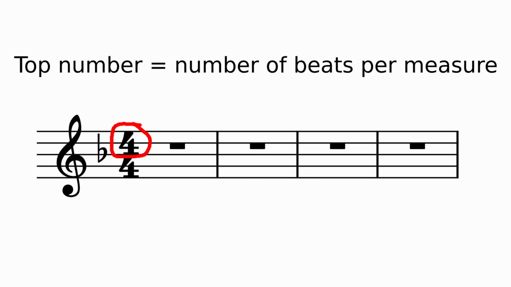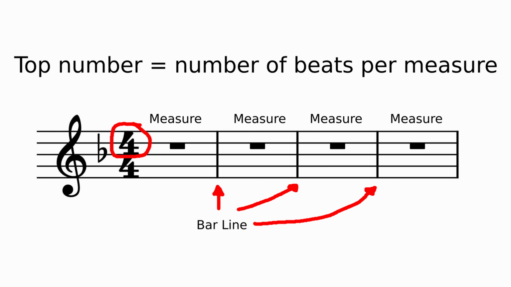Okay, so the top number is how many beats we have in one measure. Now, the measures are the spaces in between the bar lines in a piece of music. So we take the bar lines, we divide the music into little sections called measures. Each one of those sections receives the same amount of beats. And that's what the top number is telling us.